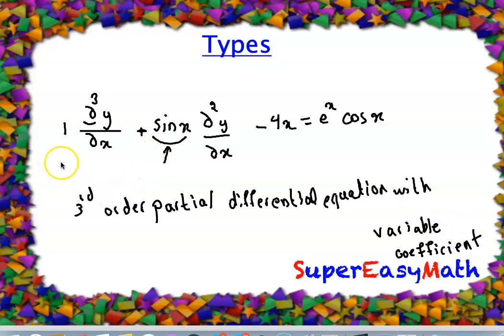Homogeneous or not, so just look at the right hand side, it's not equal to 0, so it's non-homogeneous. Third order partial differential equation with variable coefficient.